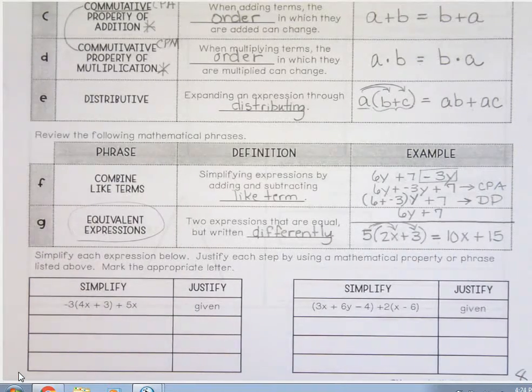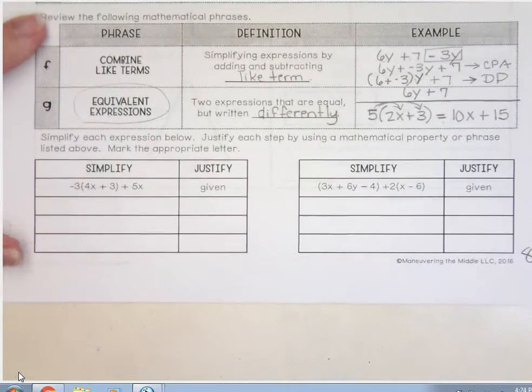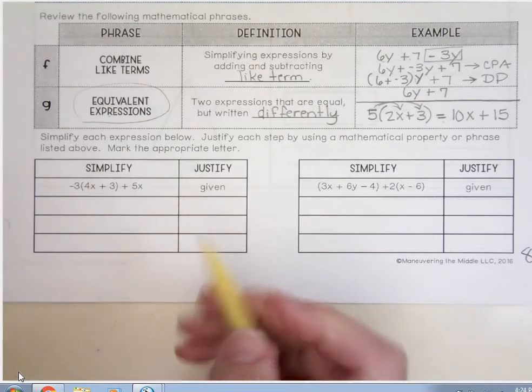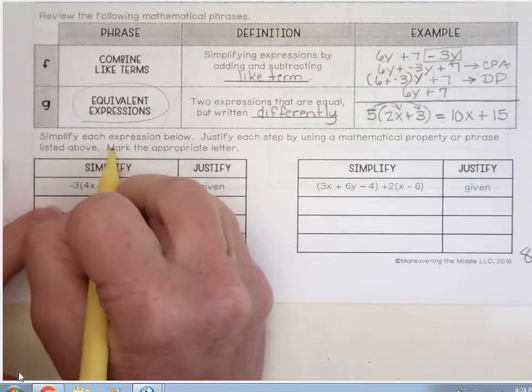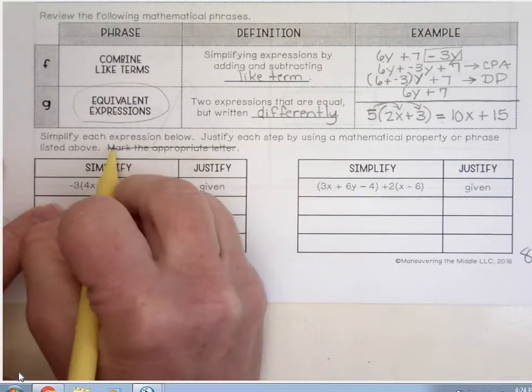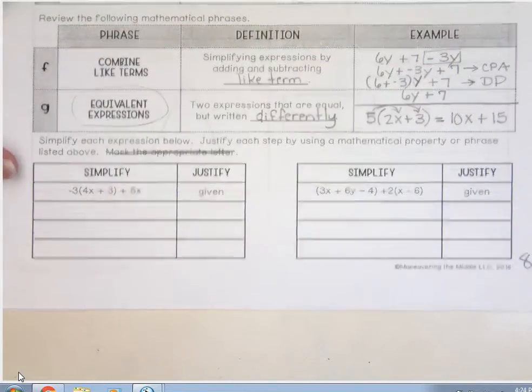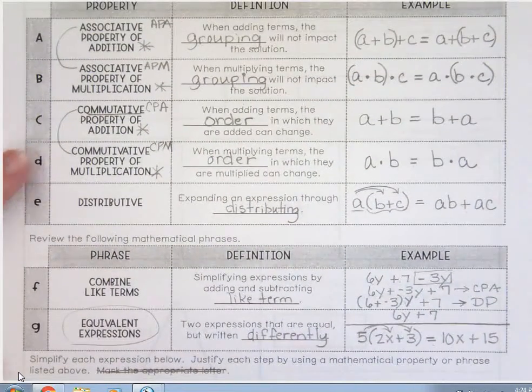Now, what we're going to do next is work through some problems that we already know how to work, but we're going to make sure that we're justifying that. Notice that they put the word given here. Let's mark this out. We're not going to mark the appropriate letter from the box above. We're going to use the acronyms. Let's look back and I'll show you what I'm talking about because I left one off.